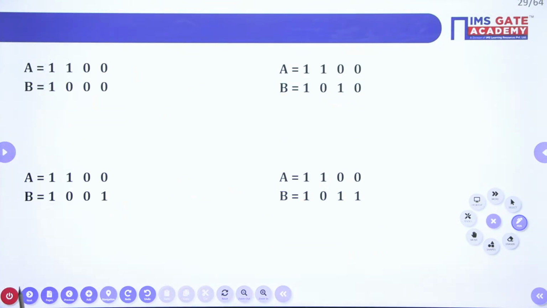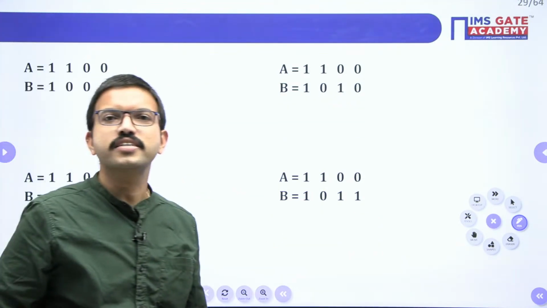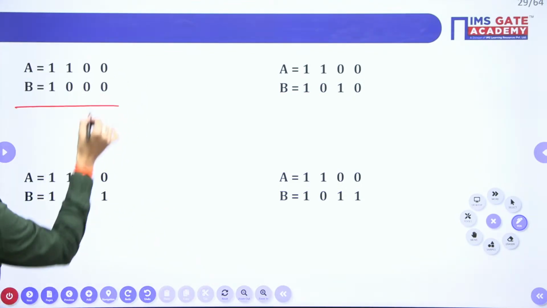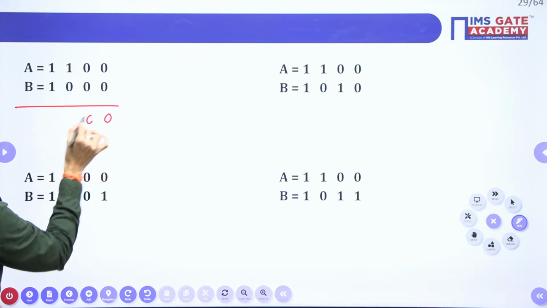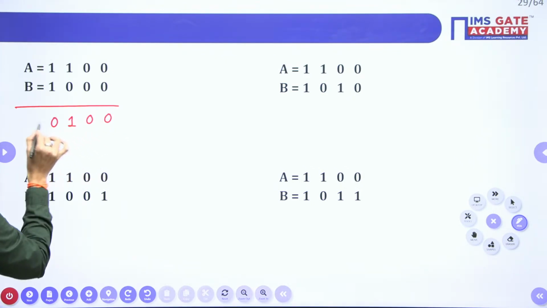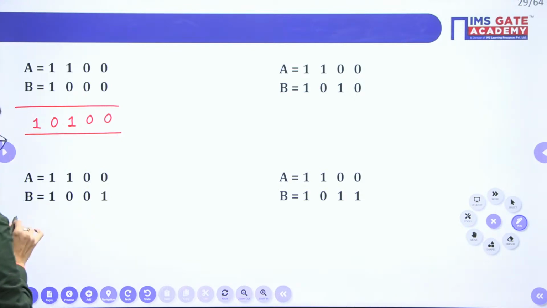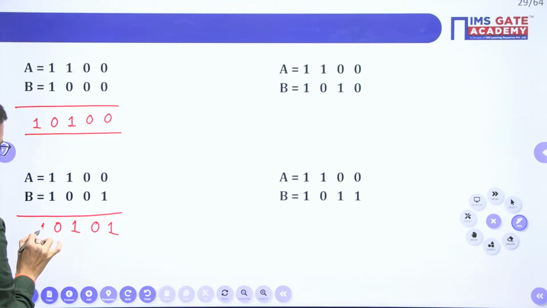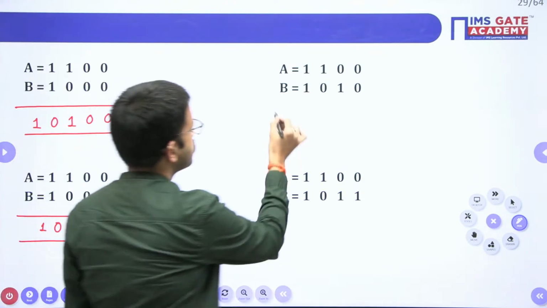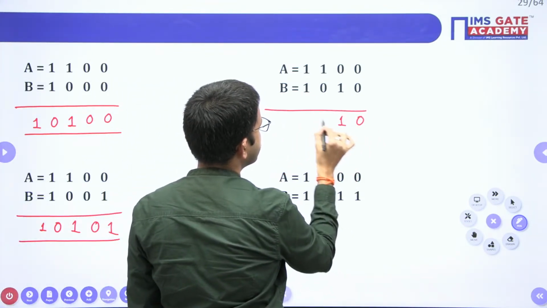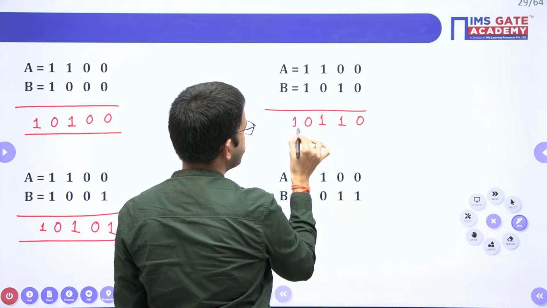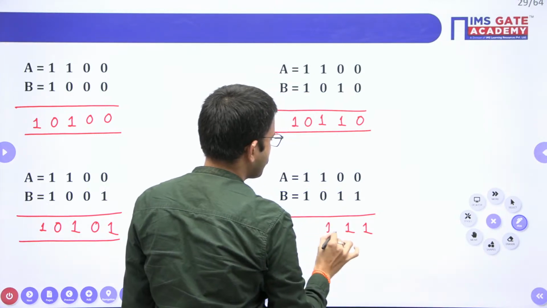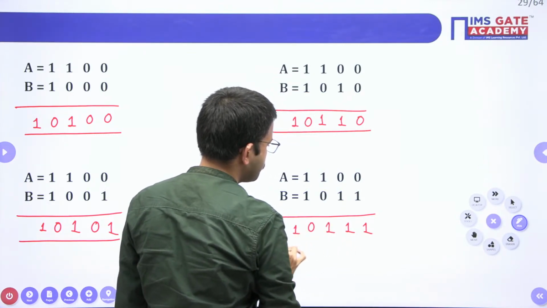Okay, now let us proceed further. I hope it is clear, Ashish. Yes. Now let us proceed further. 1 plus 1, sum is 0, carry is 1. 1 plus 1, sum is 0, carry is 1. 1 plus 1, sum is 0, carry is 1. 1 plus 1, sum is 0, carry is 1.